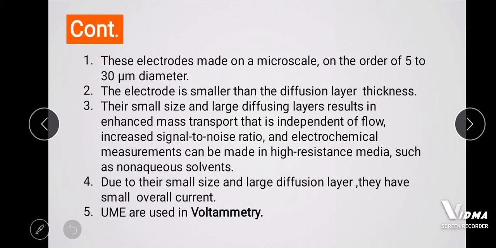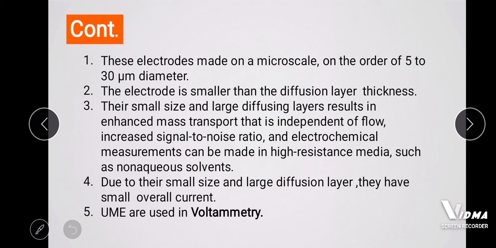In the picture, there is a commercially available carbon fiber ultra micro electrode and its diameter is 5 picometer. These electrodes work on a micro scale, on the order of 5 to 10 to 30 picometer. The electrode is smaller than the diffusion layer thickness. Diffusion layer is a region in the vicinity of an electrode where the concentrations are different from their value in the bulk solution. Due to the small size and the large diffusion layers of the ultra micro electrodes, they result in enhanced mass transport that is independent of flow, increased signal to noise ratio, and electrochemical measurements can be made in high resistance media such as non-aqueous solvent.